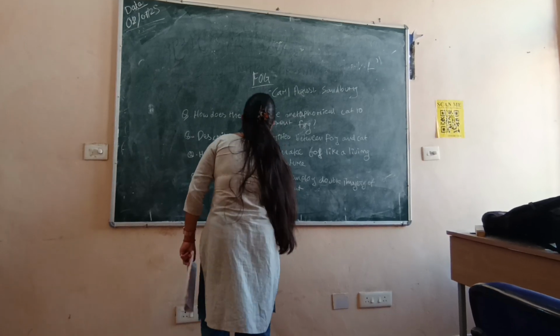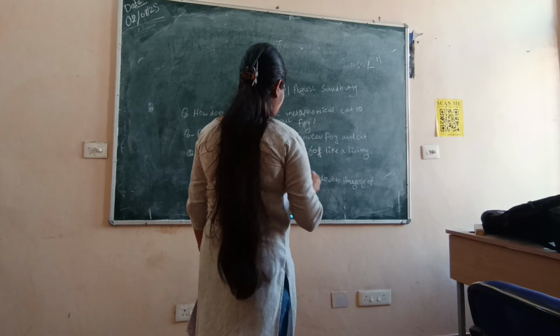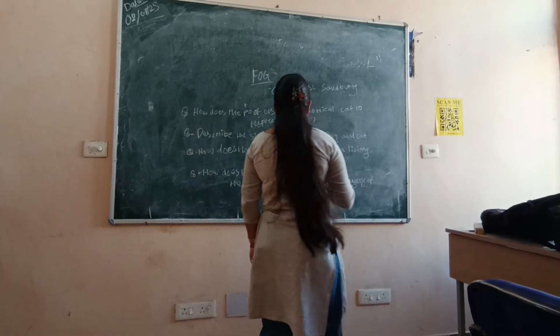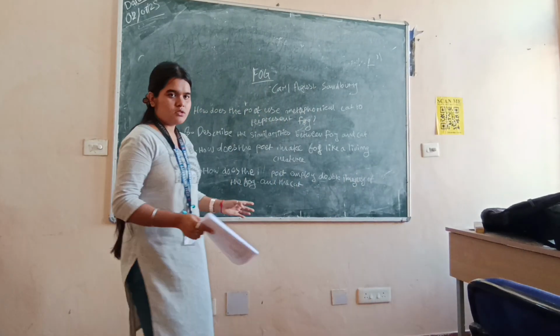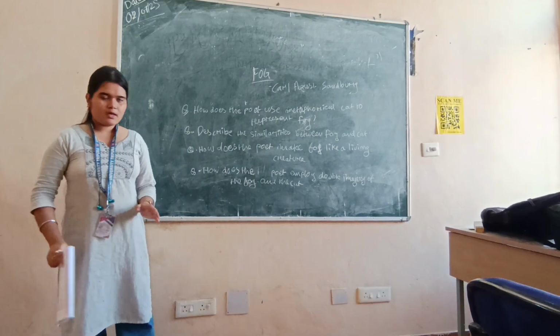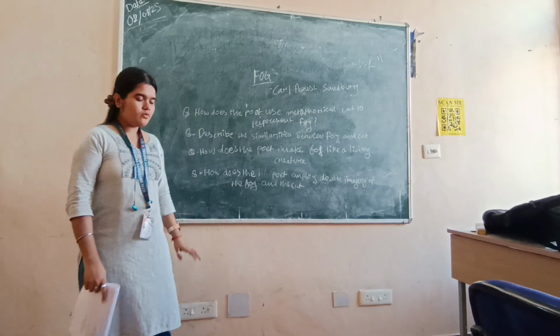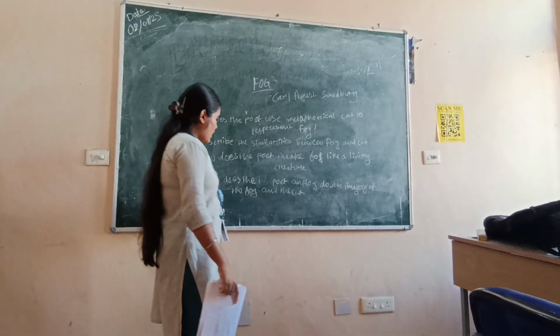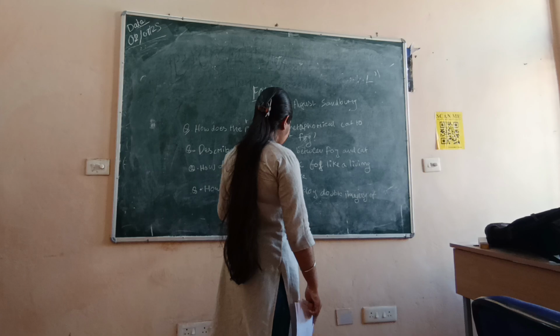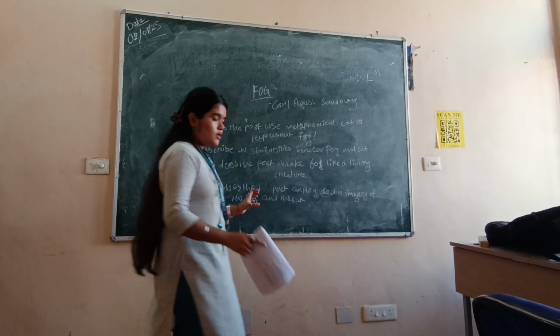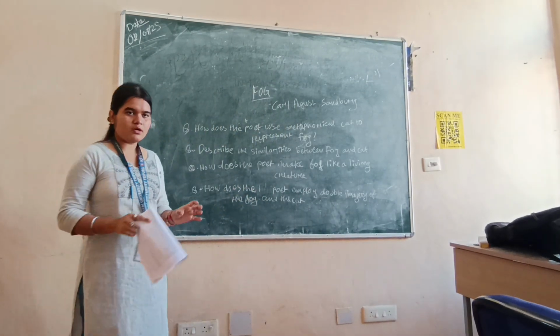So the next question is, how does the poet employ double imagery of fog and cat? Here the poet used the imagination of a cat to represent fog. Okay, so you can write how the fog is described through the imagination of a cat from the viewpoint of the poet.